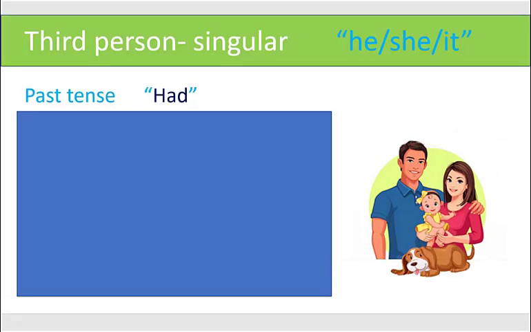But what happens if we use the third person singular? Last time it changed. So when we used he, she and it changed when it was in the present tense. So what happens in the past tense? Well, actually in the past tense it stays the same. We still use had. Let's have a look.